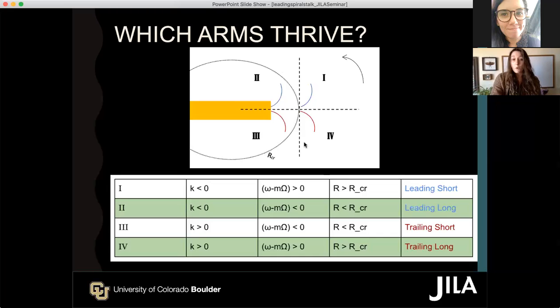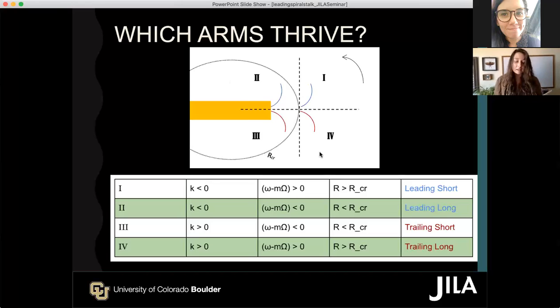That's quadrant 4 here. So the trailing arm in quadrant 4 will get amplified and the leading arm in quadrant 2 will get amplified. Dynamically, I mentioned before, inside this radius, the stars are actually traveling faster than the bar, and outside this radius, the stars are actually traveling slower than the bar. So it correlates that the stars are going to populate the leading wave here and populate the trailing wave here.